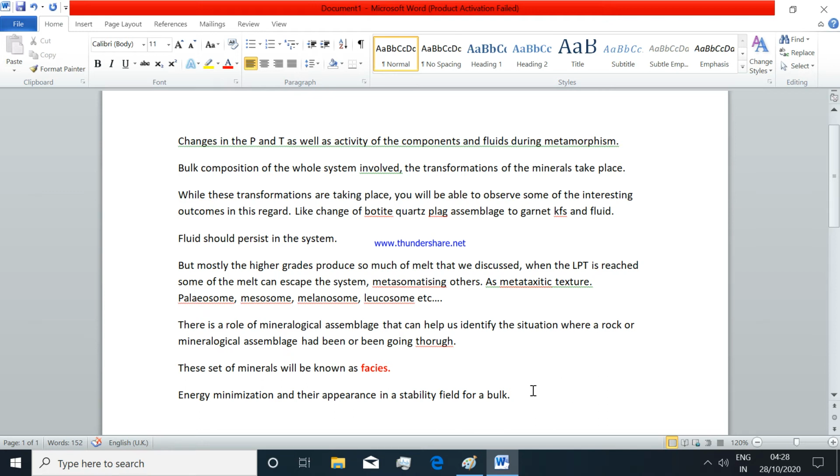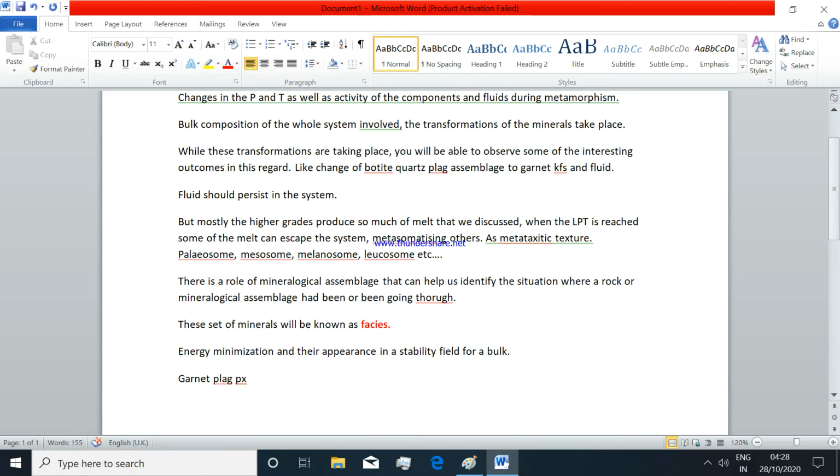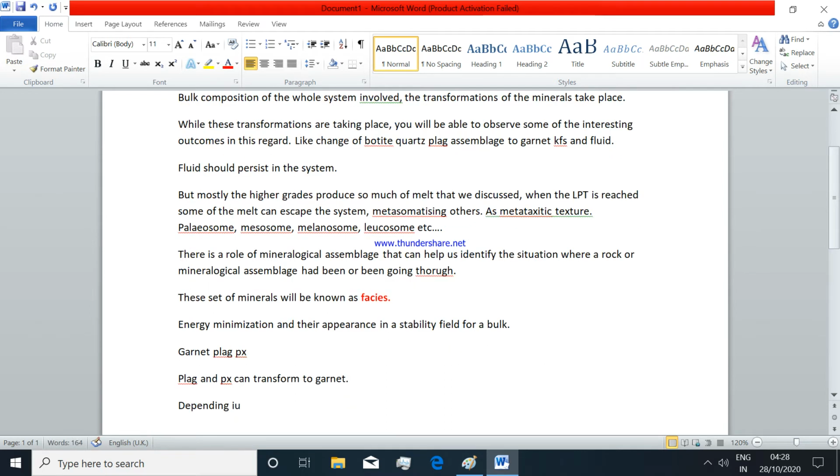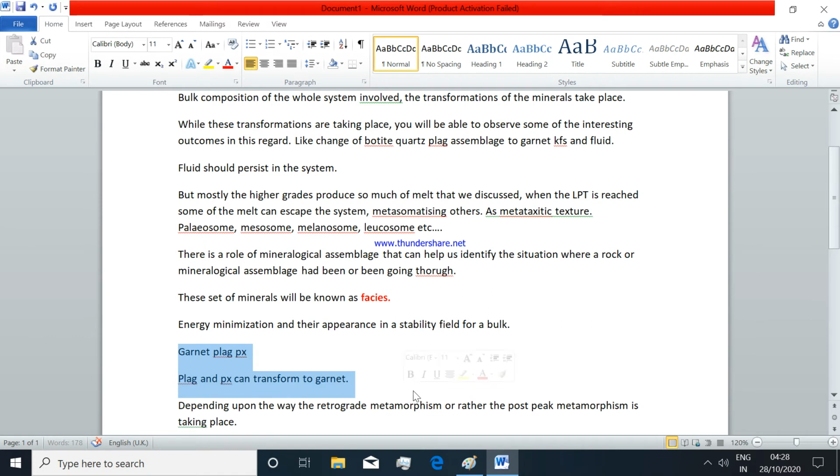As an example, we have seen here that this is an example of prograde metamorphism. However, in case of retrograde metamorphism also, garnet can transform to plagioclase and pyroxene. As an example, plagioclase and pyroxene can transform to garnet, depending upon the way the retrograde metamorphism, or rather the post-peak metamorphism, is taking place. These mineralogical assemblages are typical for mafic rocks that you should know.